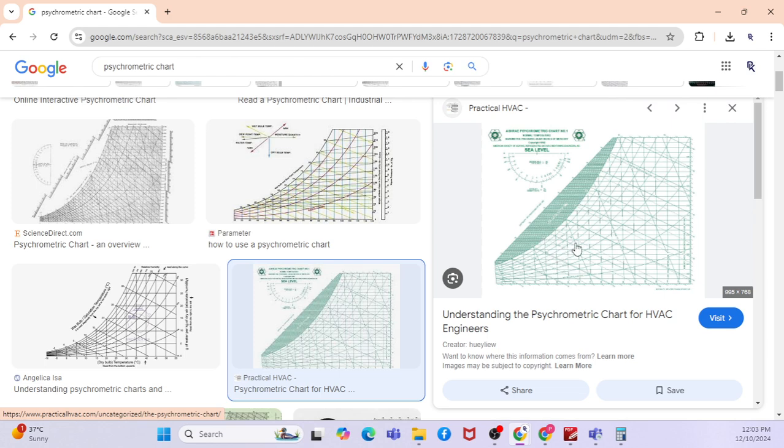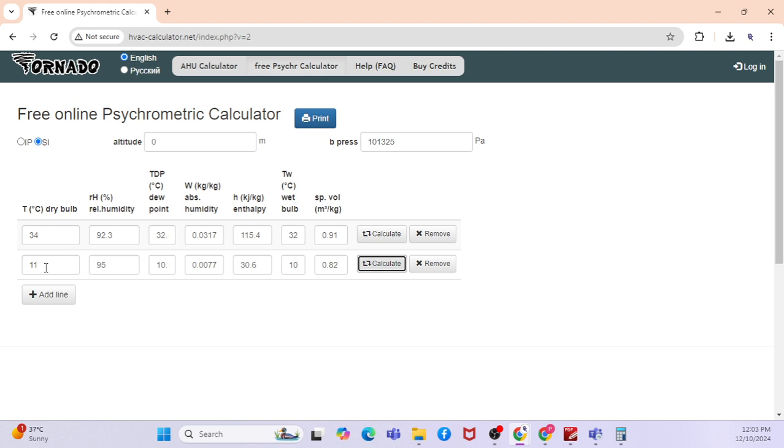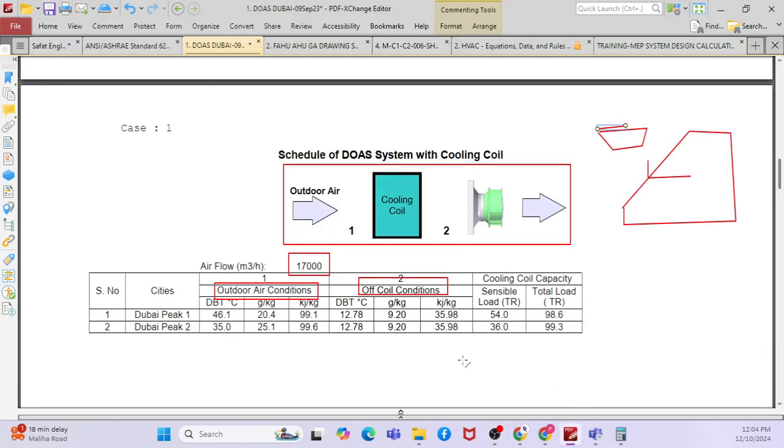Fahad, Selva, just go through that video and you will get a basic psychrometric understanding. So now this is the supply temperature. If you go to this guideline, you can calculate the supply temperature. If you know the supply temperature and the outside temperature, you can calculate delta T, delta W, and delta H. By using those equations, you can calculate the sensible load, latent load, and total load. If you know these three values, then you can make a schedule.